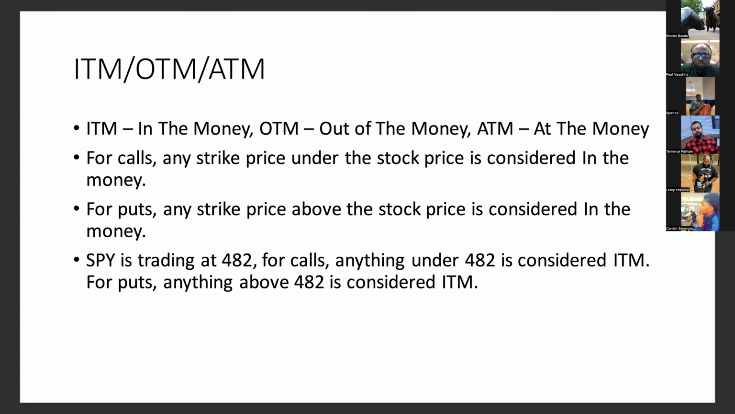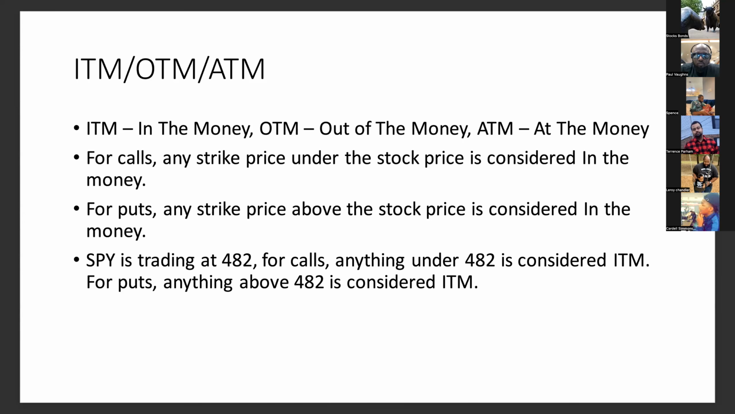Now, what do you call at the money strike price? So you see that 481 strike, which is like $1 under, and the 482 strike, which is right at that current stock price. That is called the at the money strike price.